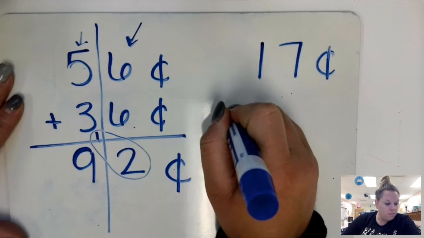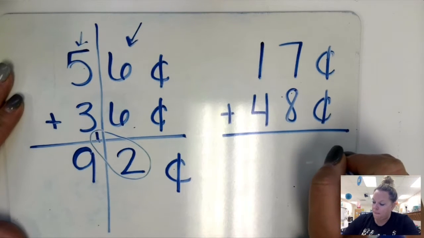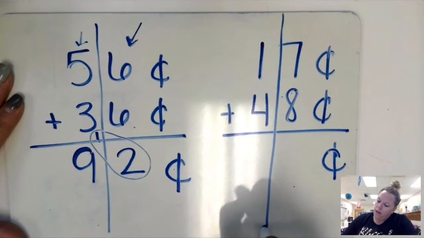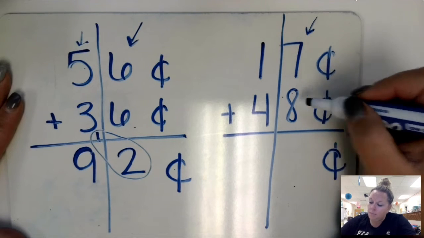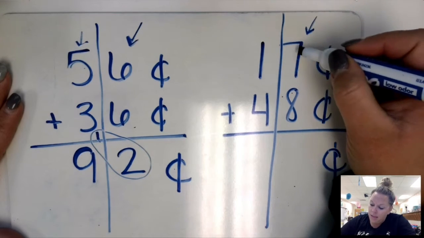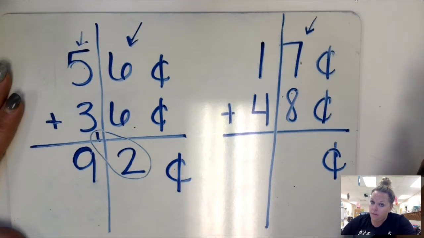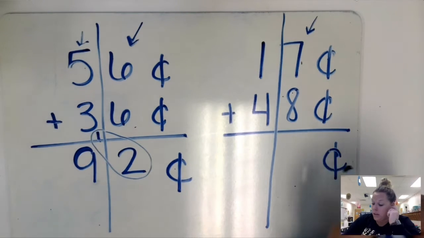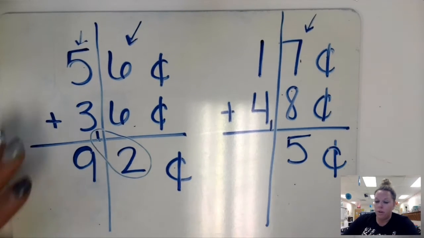17 cents plus 48 cents. Okay, I'll put my line down here to make it easier for us. We have to start over here with our pennies. 7 plus 8. What is 7 plus 8? Double and add 1. 14 plus 1 more is 15. So 15 pennies means I have plenty to trade for a dime. So I'm trading and I'm adding a dime to what I have, and I have 5 left over.